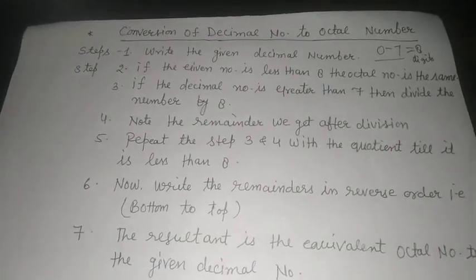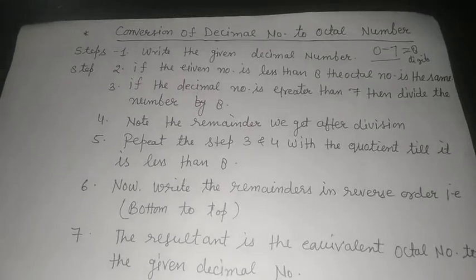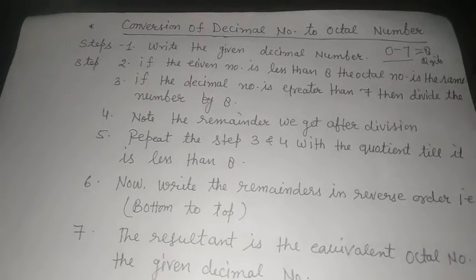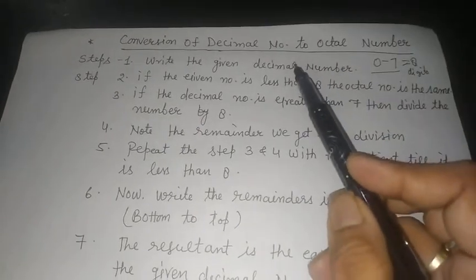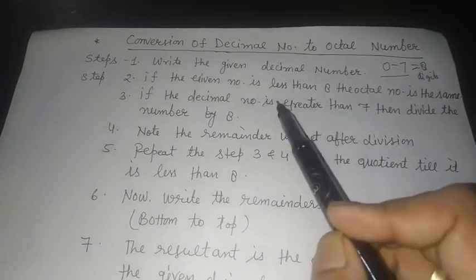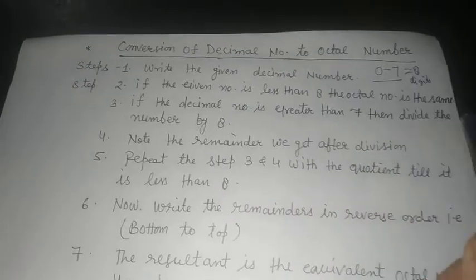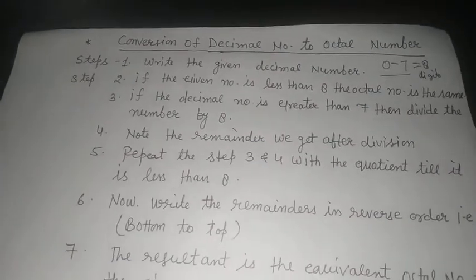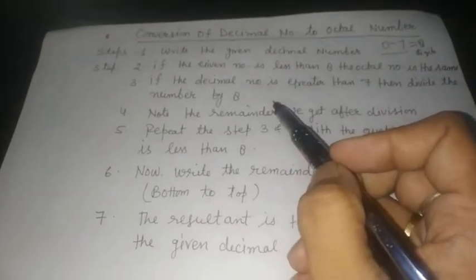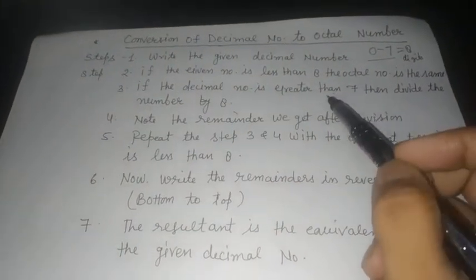Now here are some steps we must remember when we convert a decimal number to an octal number. Step 1, write the given decimal number. Second step, if the given number is less than 8, then the octal number is the same. In the third step, if the decimal number is greater than 7, then divide the number by 8.